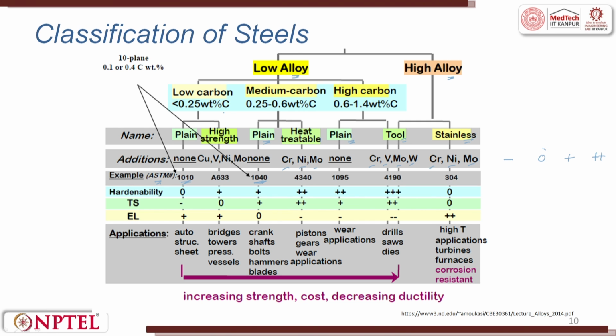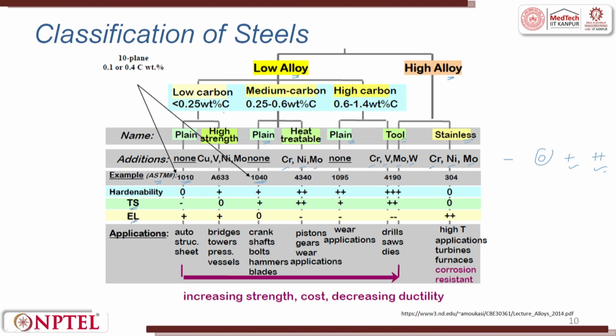0 is in the middle, and when it is plus, it is okay, doable. Plus means it can be excellently done, whatever operation you are trying to do. For example, hardenability, we have given everything. Then we have tensile strength. This is elongation, we have given for all the materials.